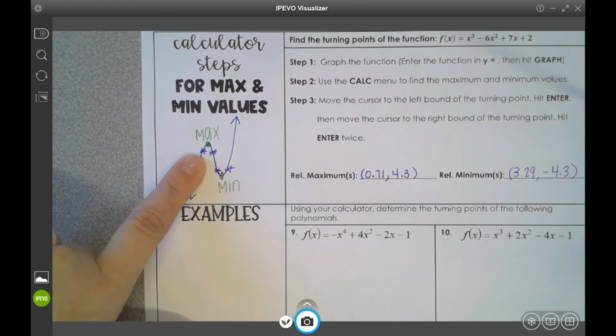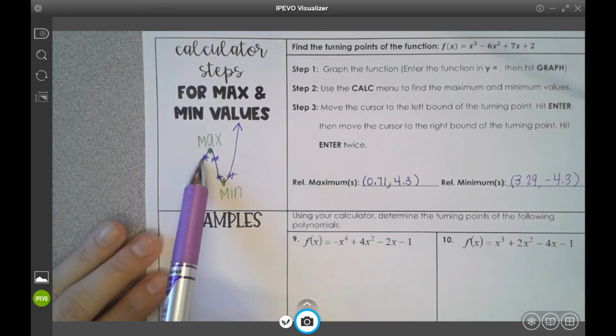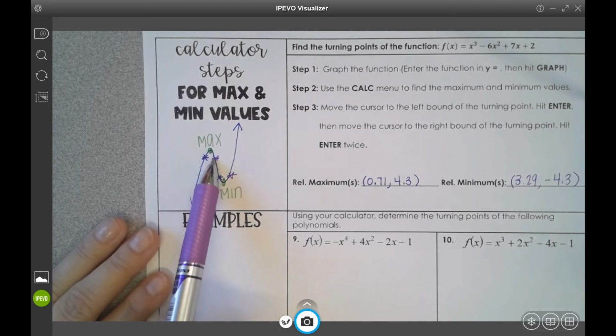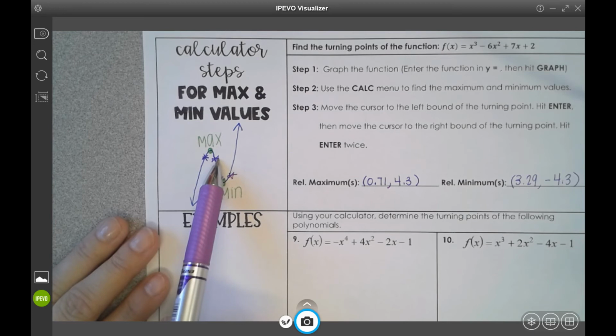Okay. So when it says left bound, you want to be to the left of your max. So on the left side. And you hit enter, so your blinky cursor should be about right there. And then move all the way over to the right of it, but not very far, just barely past it. Okay.